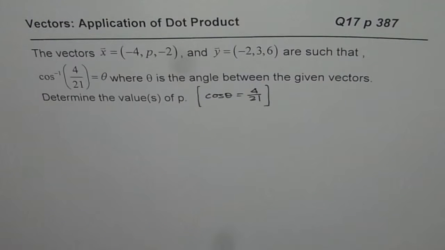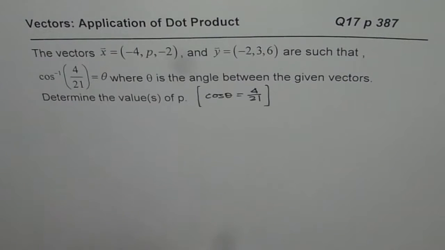The vectors x equals (-4, p, -2) and y equals (-2, 3, 6) are such that cos inverse of 4/21 equals theta, where theta is the angle between the given vectors. Determine the value or values of p.